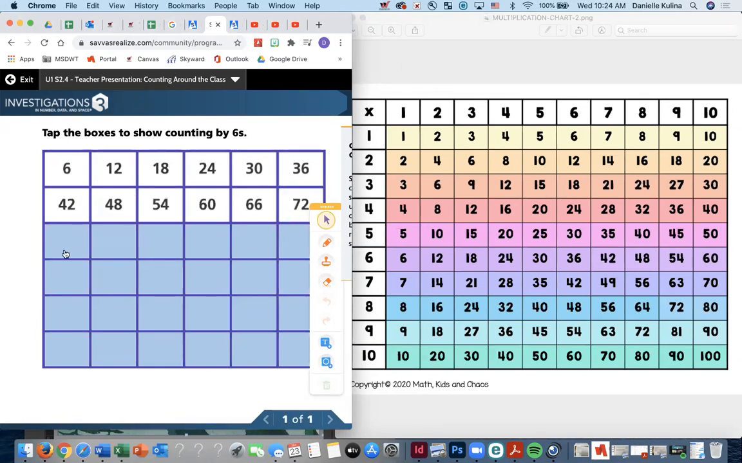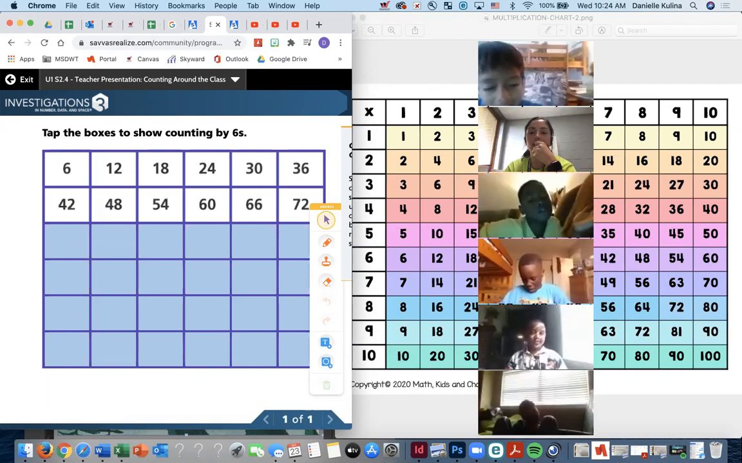All right, let's keep going. We're only counting by 6s. All right, let's keep going. 72 plus 6. Miss Kalina. What's up, bud? Go to the bathroom.